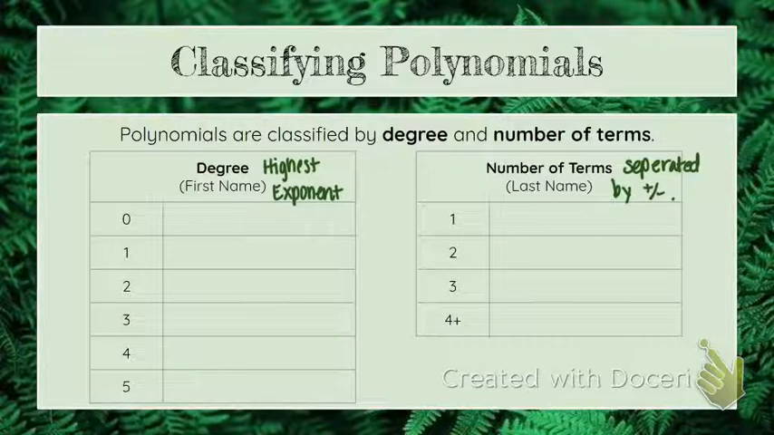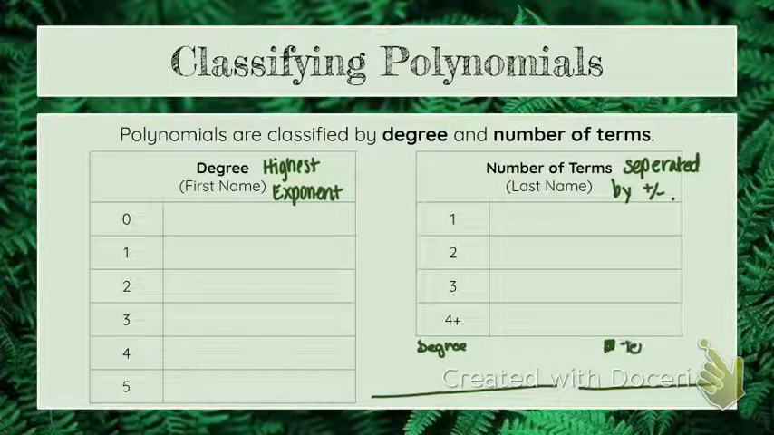Okay, all right, and these have names. So when we name a polynomial, when we classify a polynomial, we give it two names. The first name is based on the degree, and the last name is based on the terms. And so you need to remember that because we're basically going to name polynomials. We're giving them a first name and we're giving them a last name.